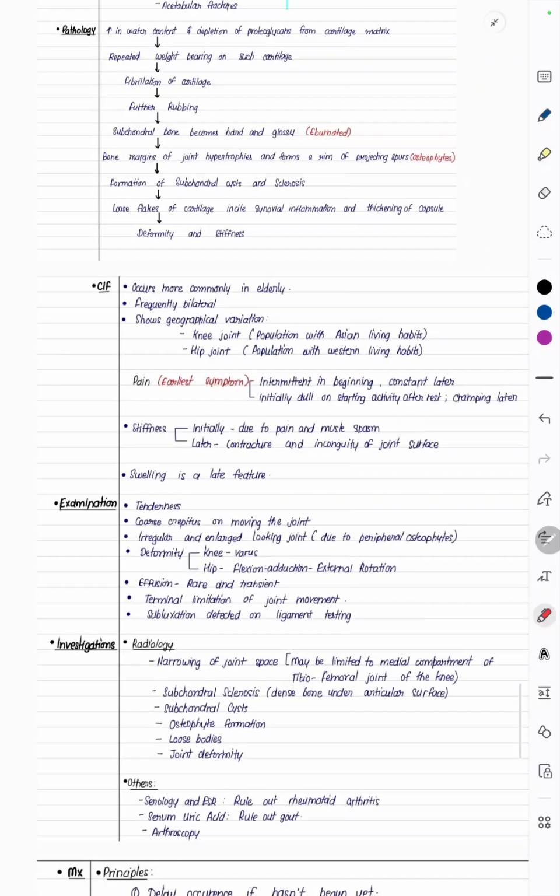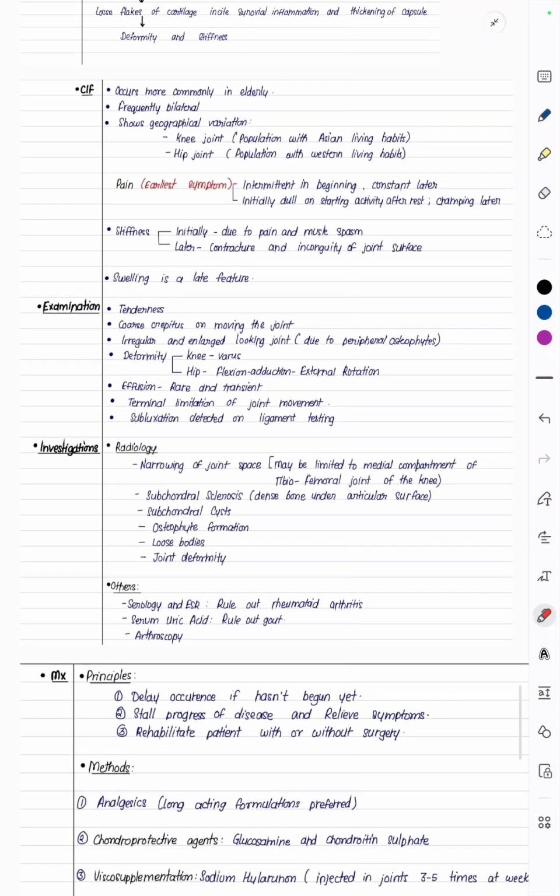Now, clinical features: it occurs more commonly in the elderly population, is frequently bilateral, and the knee joint is more commonly affected in Asian living habits, while in Western living habits the hip joint is affected. Pain is the earliest symptom. Then stiffness, initially due to pain and muscle spasm, while later it can lead to contracture. On examination, there will be tenderness, crepitus, swelling, pain and deformities. In the knee, it will lead to varus deformity. In the hip, it will lead to the deformity of flexion, abduction and external rotation. Then terminal limitation of movements or subluxation can be seen.